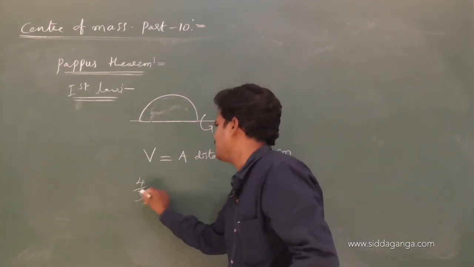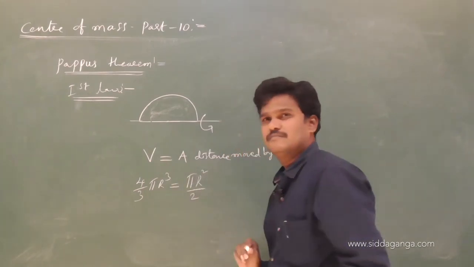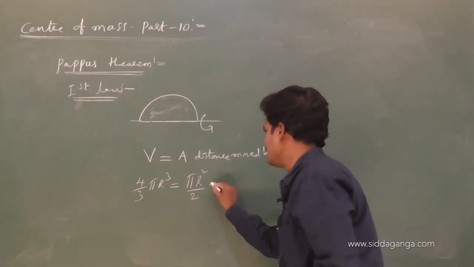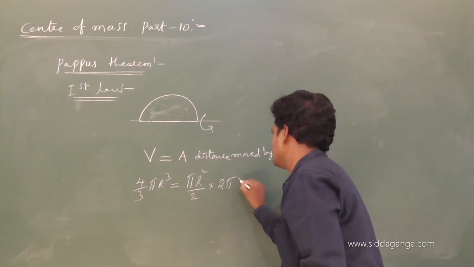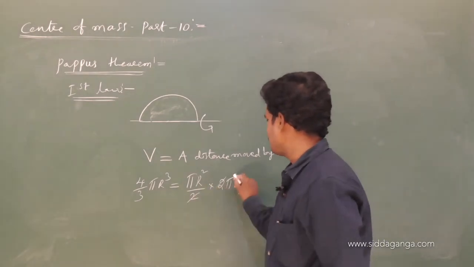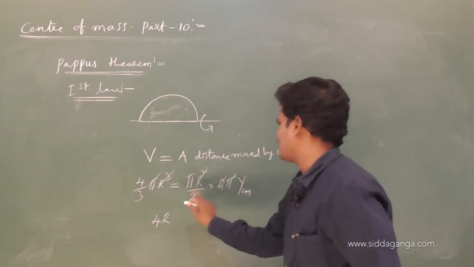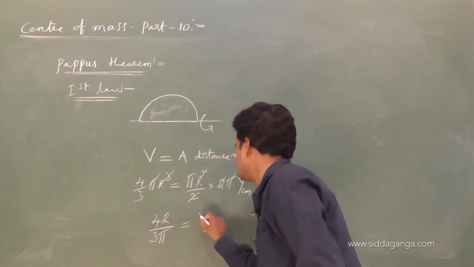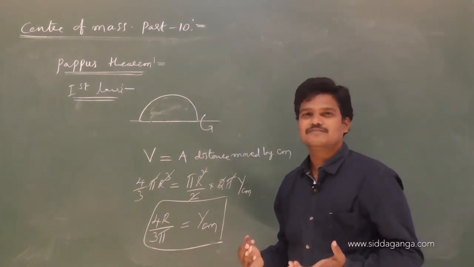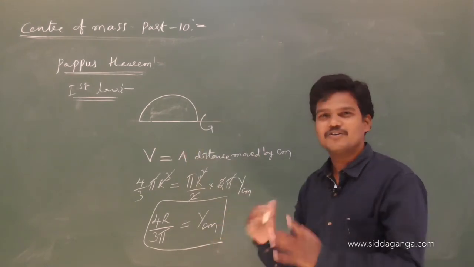So shall I write like this? 4 by 3 pi r cube. Area, shall I write pi r square by 2? Area of the semicircular disc: for full it is pi r square, for half it is pi r square by 2. Distance moved by the center of mass is 2 pi r, nothing but 2 pi ycm. So just check it, the 2 and one pi get cancelled, r square. Now check the values, on the left side 4r, one pi on the right side, 4r by 3 pi, which is equal to ycm. What is this answer now, tell me? 4r by 3 pi is the formula for what? 4r by 3 pi is the center of mass for a semicircular disc. See, in one step we got the answer.